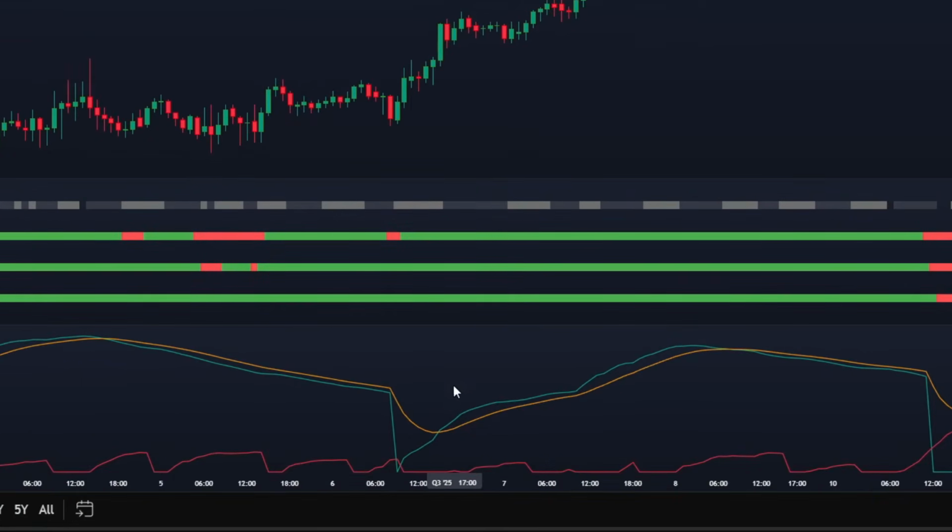We first look at the Andean oscillator. First of all, we want the green line to cross above the red line and then move above the orange line. That's the sign that a new bullish phase is starting.